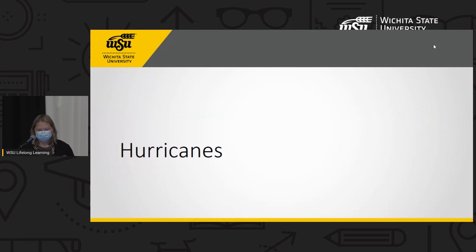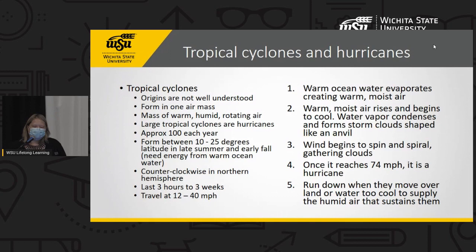So now we'll look at hurricanes. How does a hurricane or a tropical cyclone, how is it born? Scientists don't know exactly. There's still a lot to learn about hurricanes, but they do know that it occurs when warm ocean water is evaporating. So when it evaporates, it's bringing a lot of moisture with it.